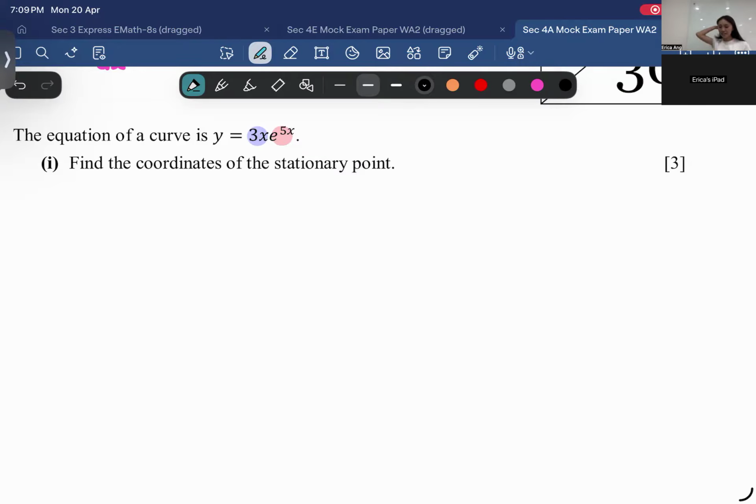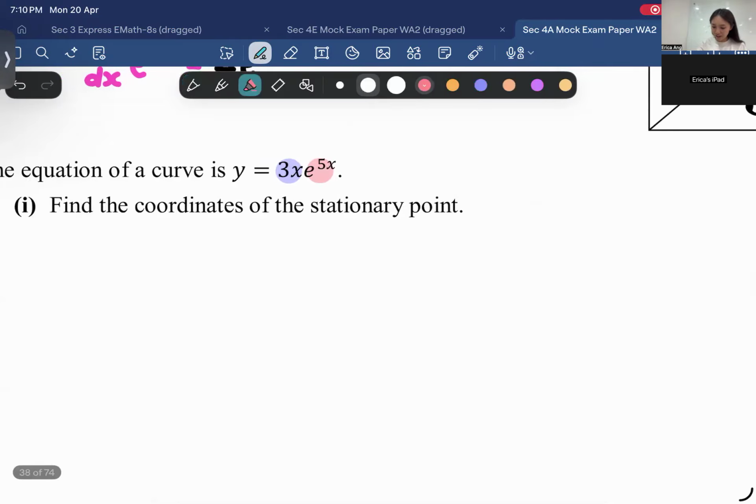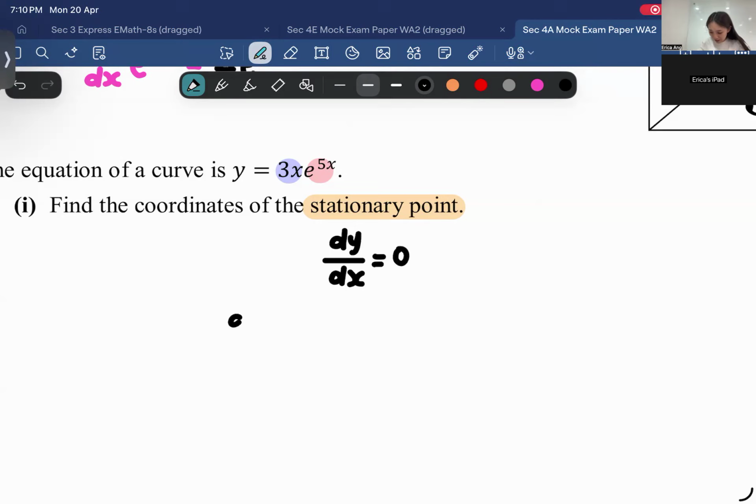So we see this. Let's say Reese, you help me, okay? We're going to find coordinates of the stationary point. Before we start, Reese, what do you understand about stationary point? dy/dx equals 0. Good job. So from here, we're going to do our dy/dx first.